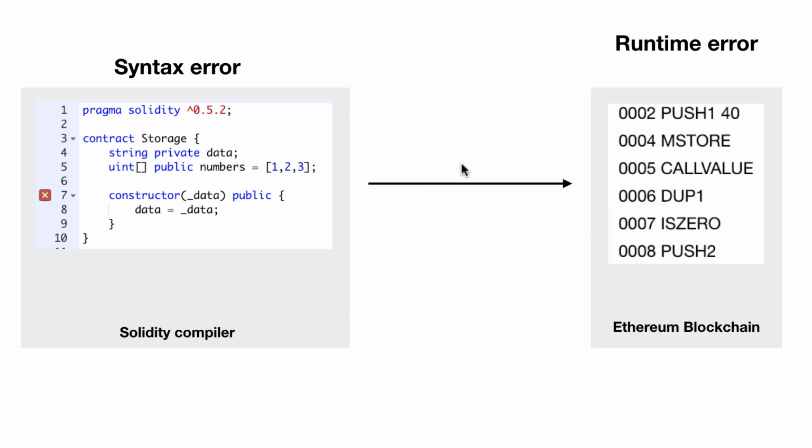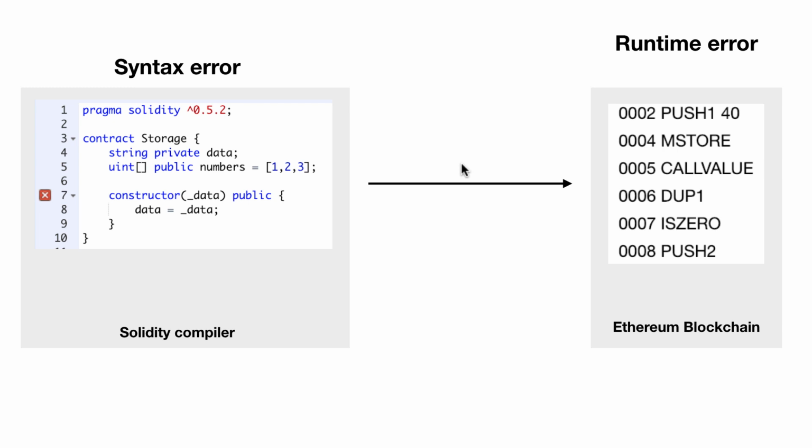The next kind of error is a runtime error. A runtime error happens only once you have deployed your smart contract to the Ethereum blockchain and your Solidity code has been compiled to a bytecode that can be understood by the Ethereum virtual machine, which is the component of Ethereum that runs your smart contract.